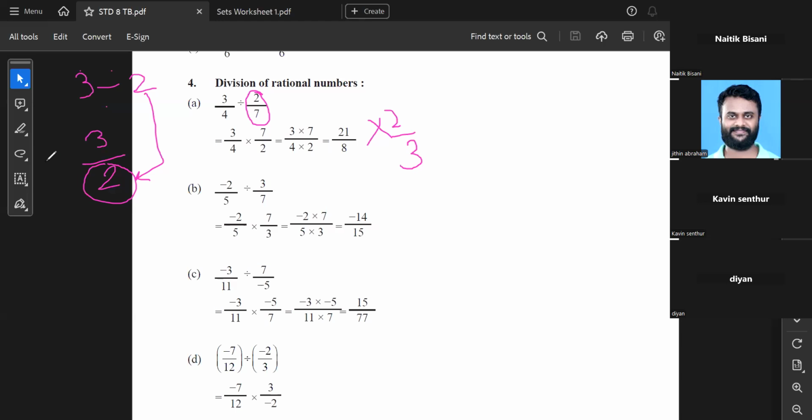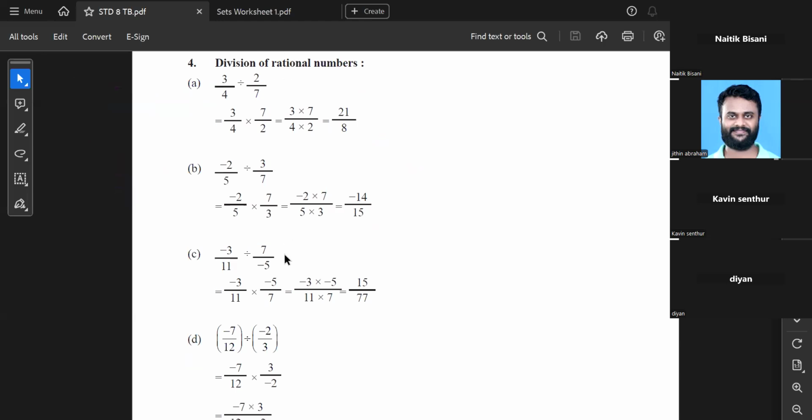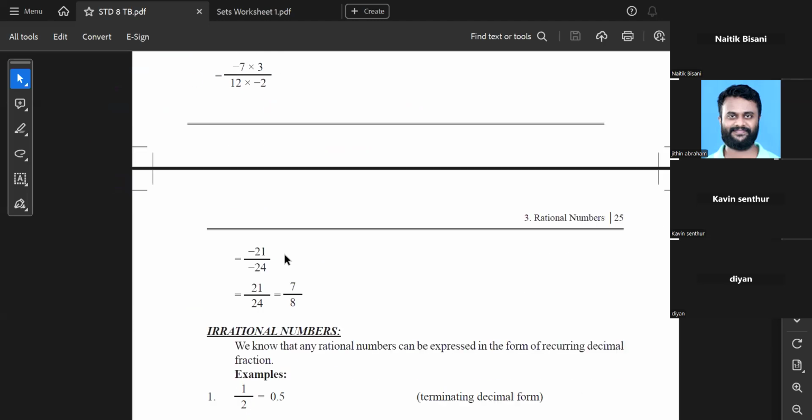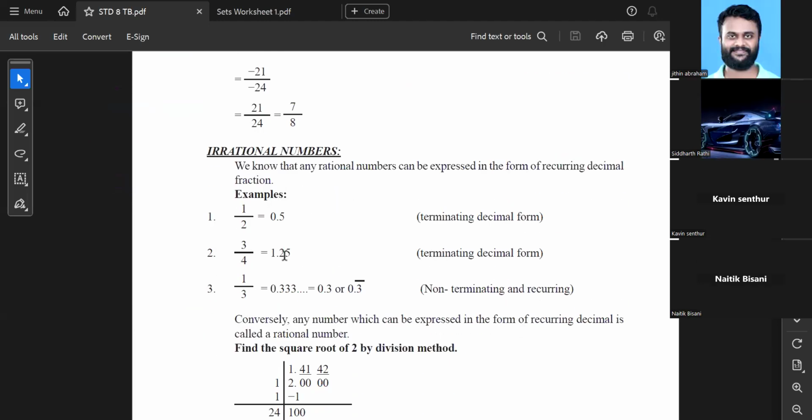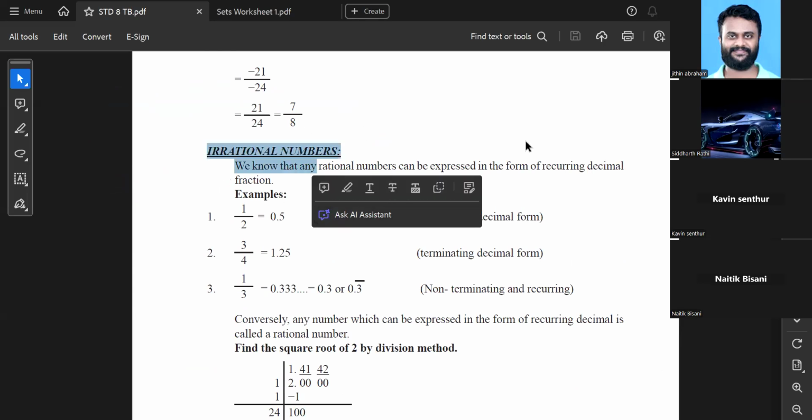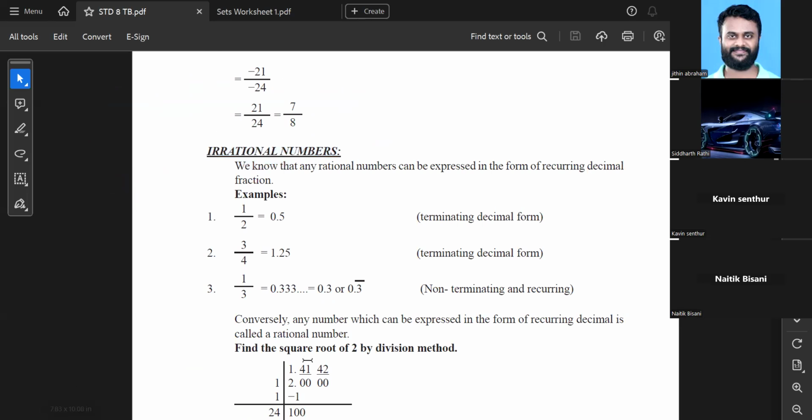Yes, Naitik, what's your query? Sir, same question, the logic. Okay. Now I'm assuming you might have understood. ठीक है. So with this we are done with rational numbers. The next part is irrational numbers, which we'll be covering in the next class. आज के लिए इतना ही काफी है.